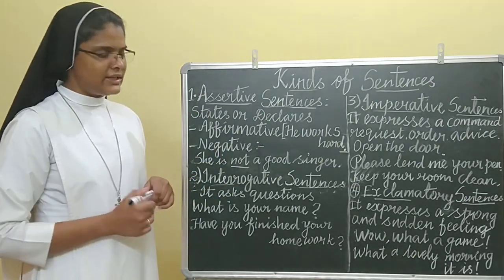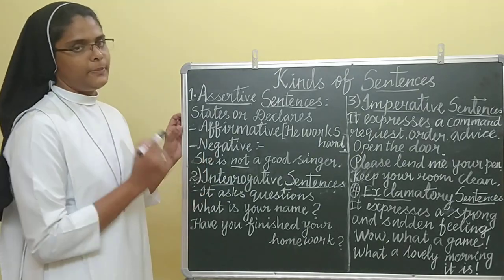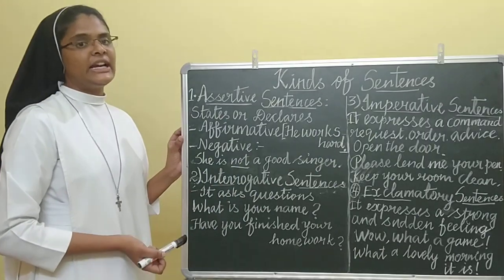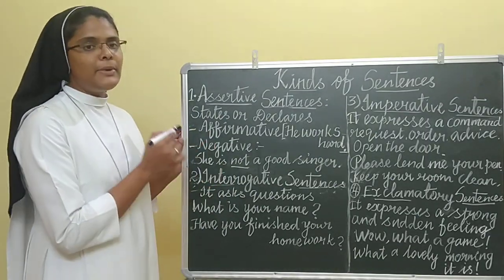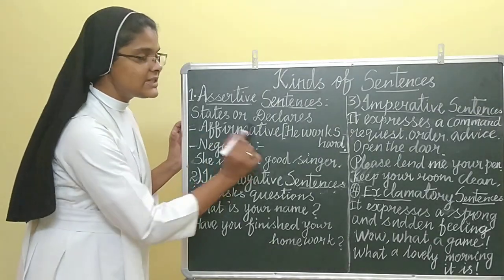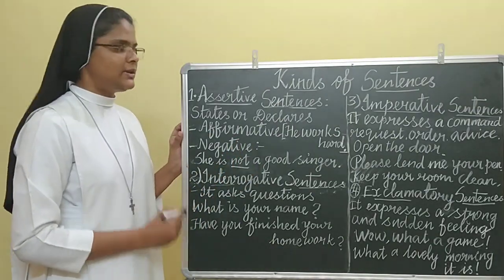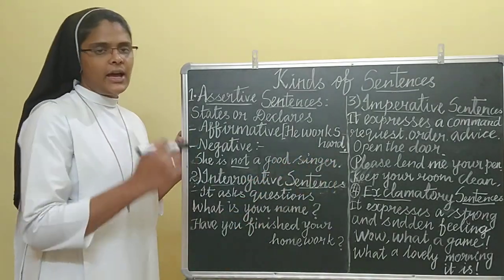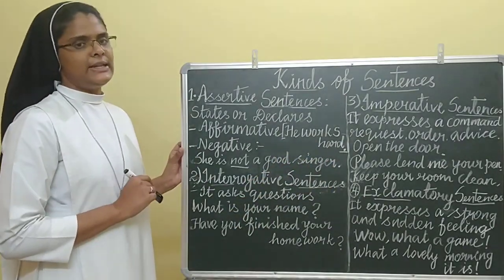In the assertive sentence, we can see two types. One is the affirmative sentence and the other one is the negative sentence. The affirmative sentence will always show a positive statement. For example, "He works hard." "They are playing." "She is studying."